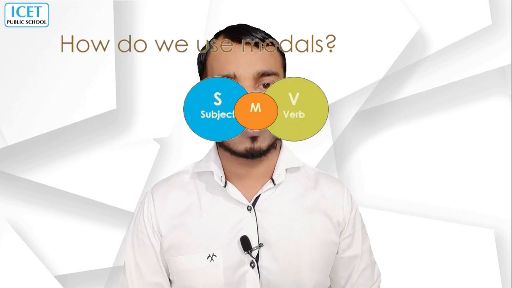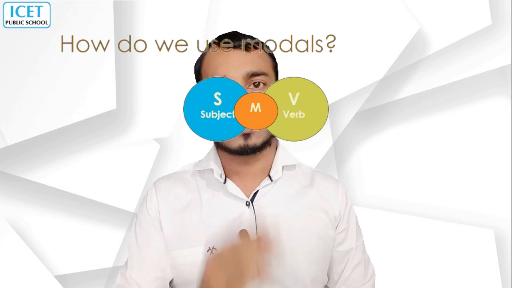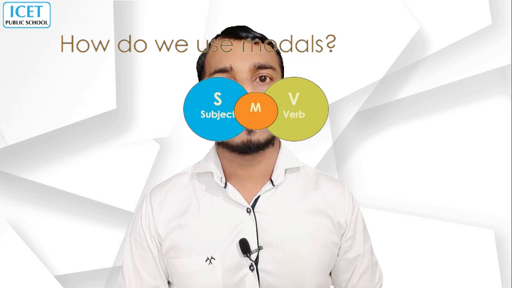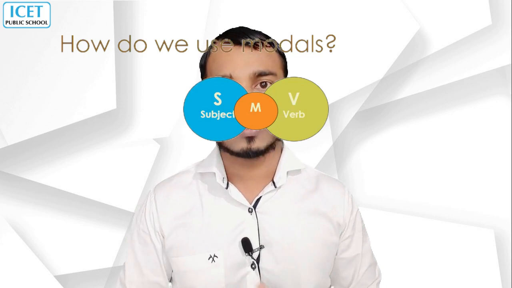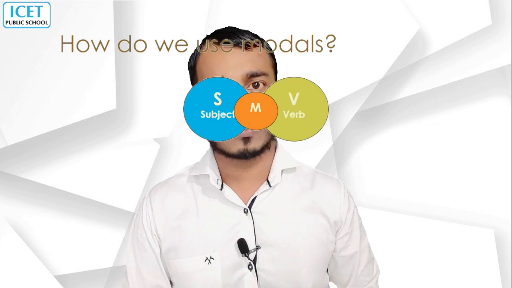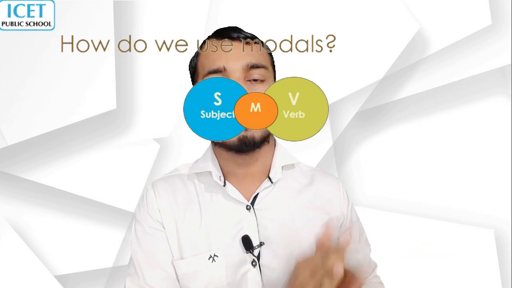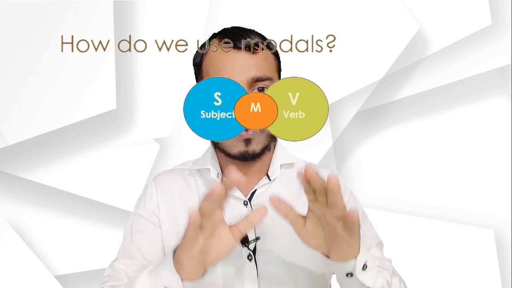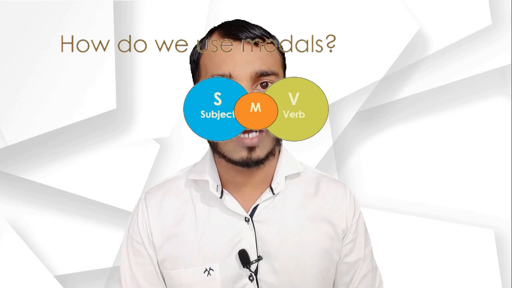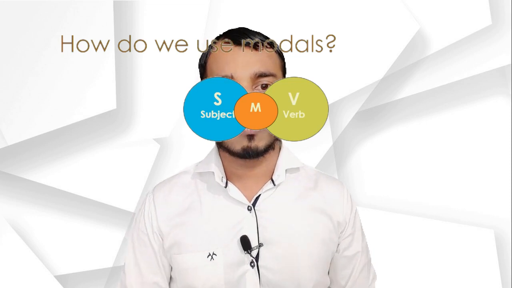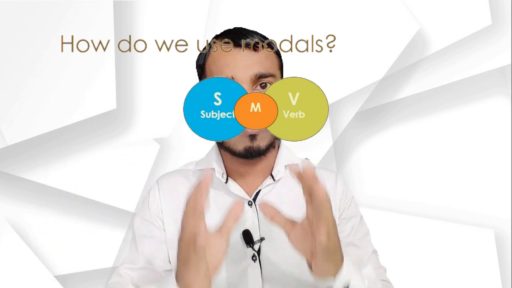How do we use modals? As the figure shows, in every sentence the subject generally comes first, then we use the modal, then the verb. That is the way we use modals in a sentence. How do we use modals? We use subject, then modal, then verb.